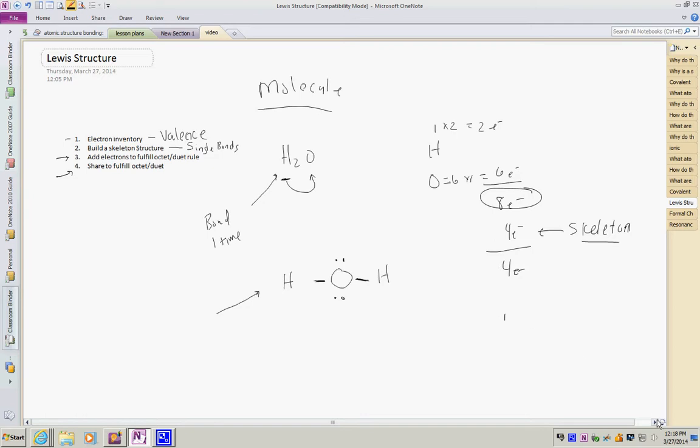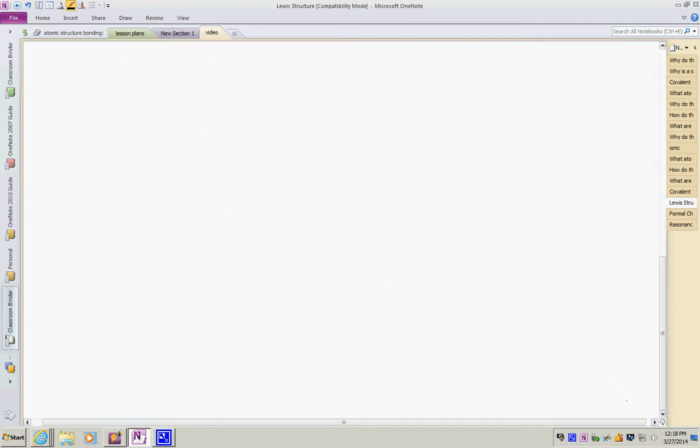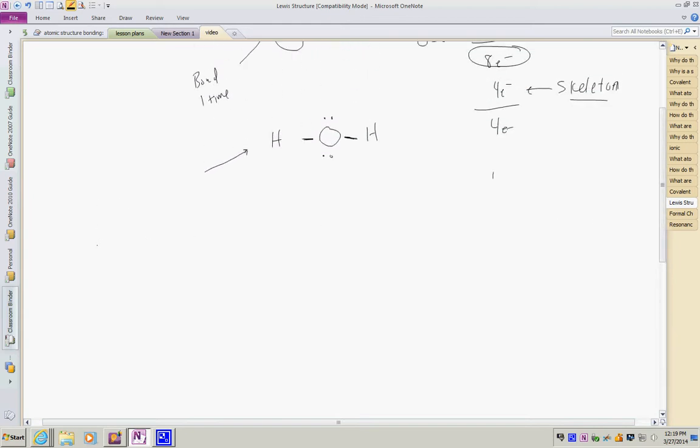All right, so let's try another example. We'll go through various types of examples that will show little wrinkles. So now let's do nitrate. Nitrate is going to be something along the lines of, okay, Lewis inventory. Nitrogen is going to give me 5 electrons. Oxygen is going to give me 3 times 6, which is 18. And then grand total, 23 electrons.